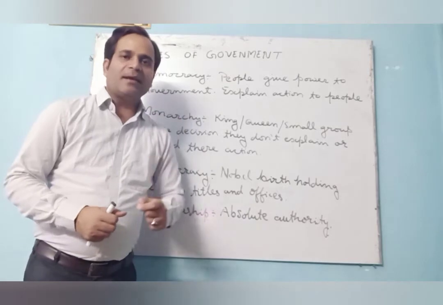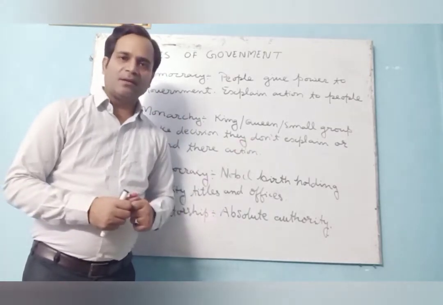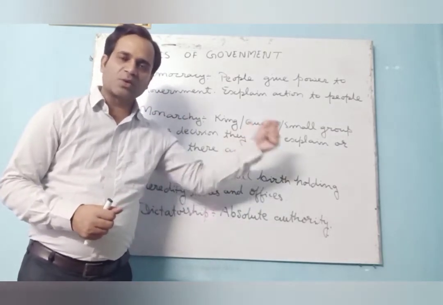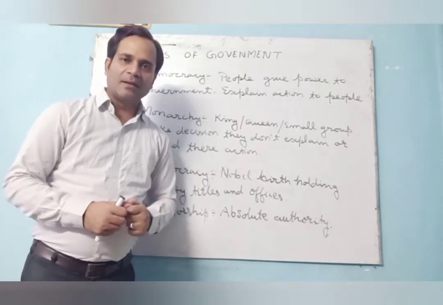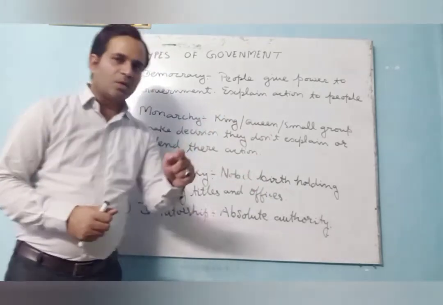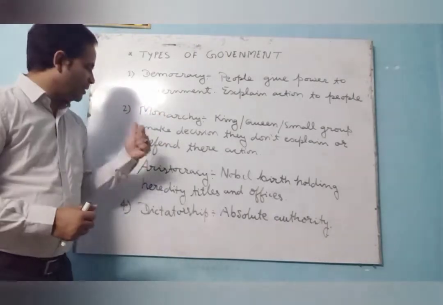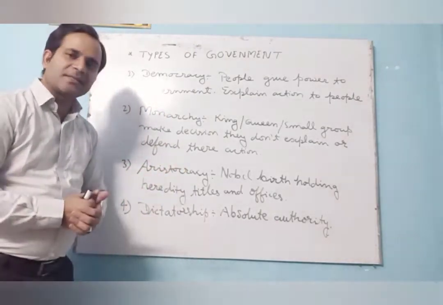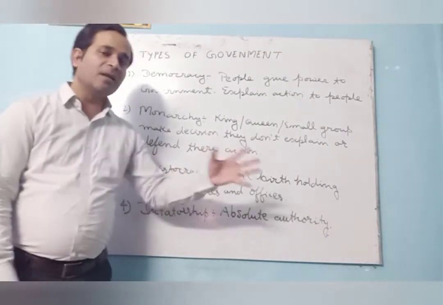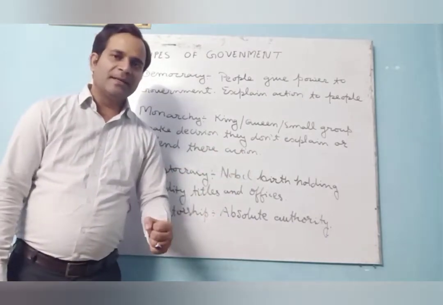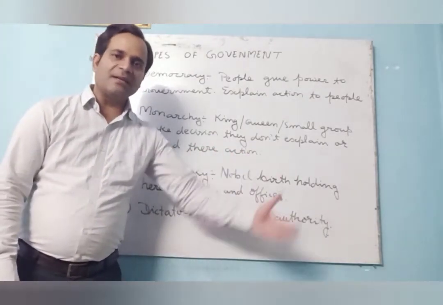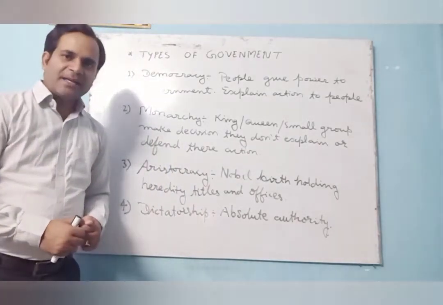The king is the head there. Just see in Britain, the power is totally vested in the queen or the king. That system is said to be monarchy government. Now the third one is aristocracy. Aristocracy means noble birth holding. It means the power is vested in their progeny.